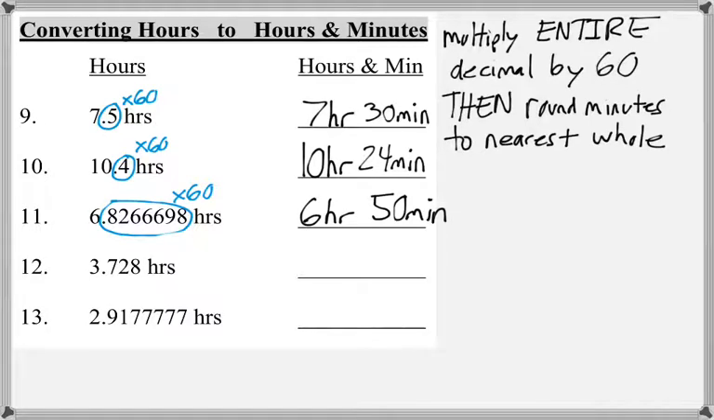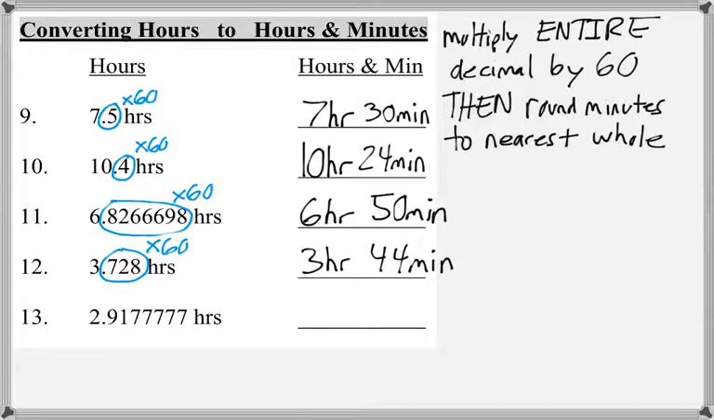On question number 12, we have 3.728 hours, and we're converting it to hours and minutes. So the whole number, or the 3, we can just copy that over as the hours, and then the decimal, I want to multiply that by 60, and that will give us the minutes. So 0.728 times 60, we get 43.68, but that number we round to the nearest whole. So that will round to 44 minutes.